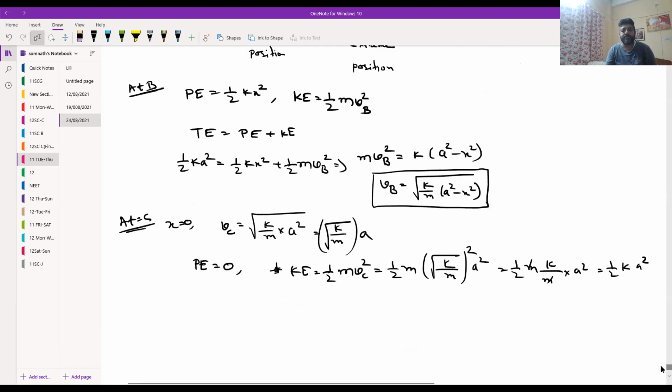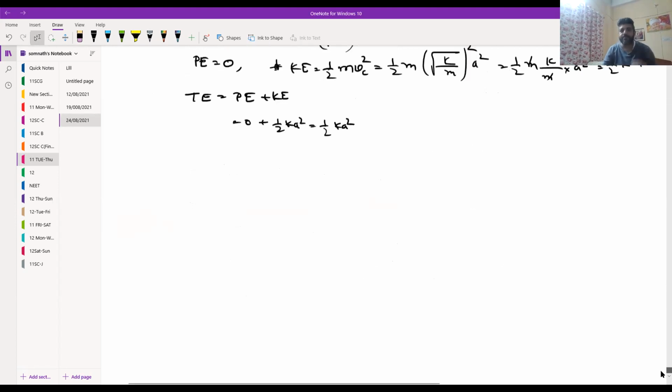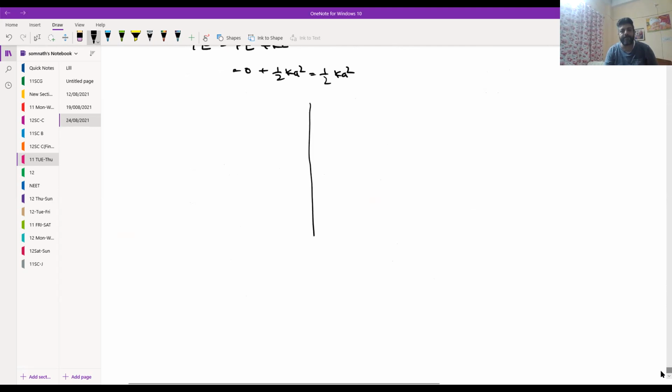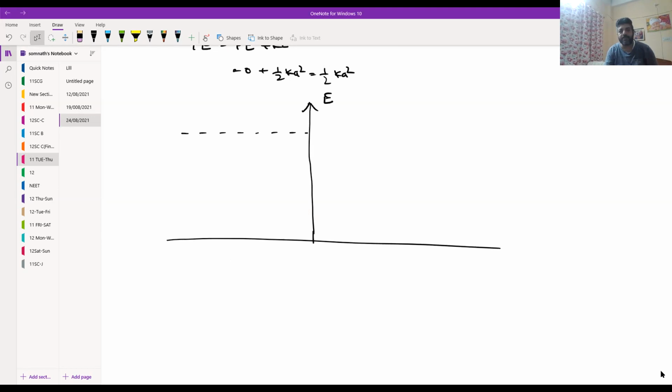So my total energy, potential energy plus kinetic energy, that is 0 plus half k square, equals half k square. This is the total energy, which remains the same. Total energy is half k square.